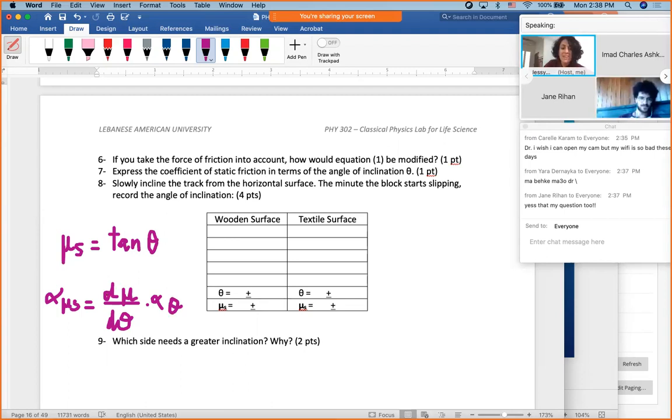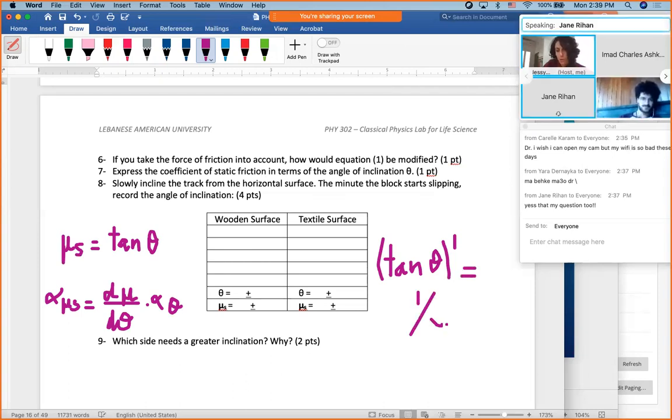Now, how do I find the derivative for tangent theta? I totally forgot. Is it 1 over cosine squared? What is tangent theta? Yeah, for the students who already Googled this. I did not do that for a long time. I forgot. I did, doctor. It's 1 over cosine square. Yeah, so 1 over cosine squared.